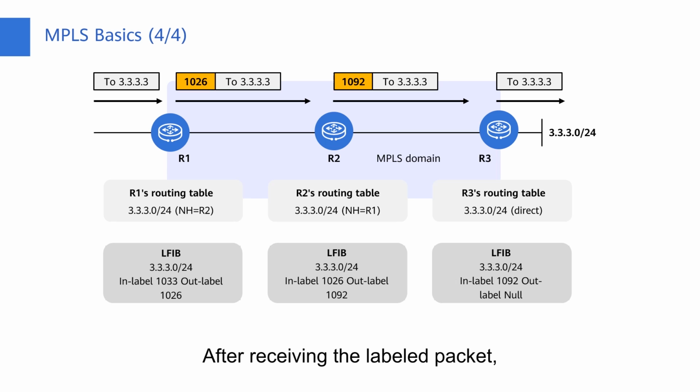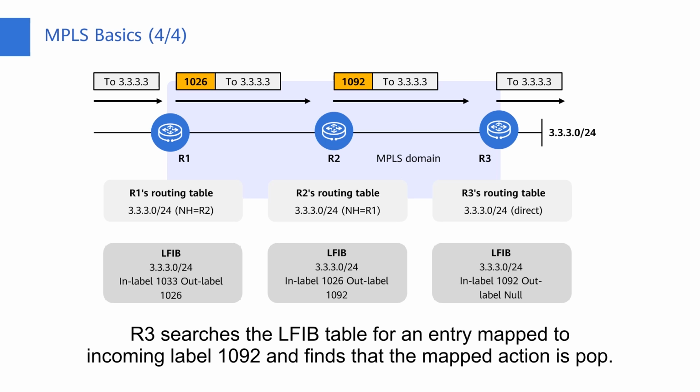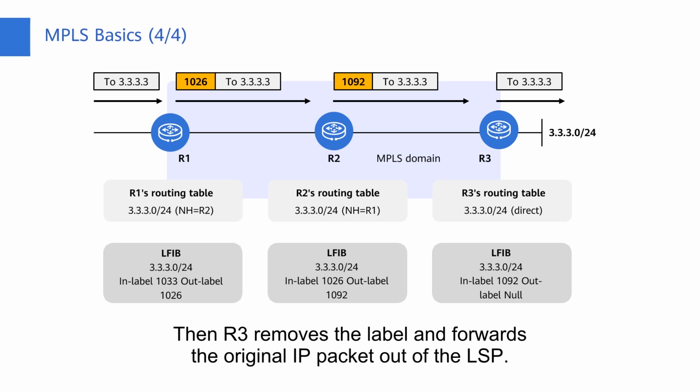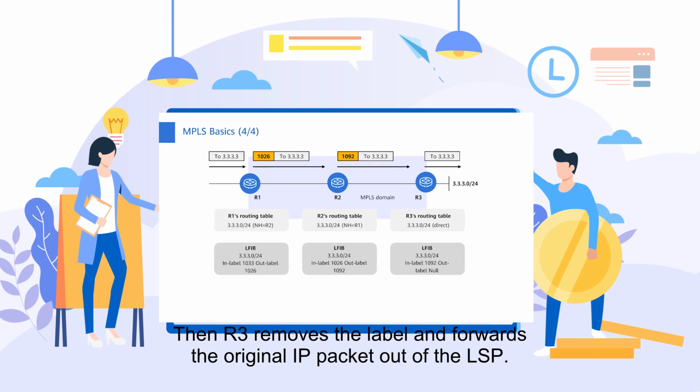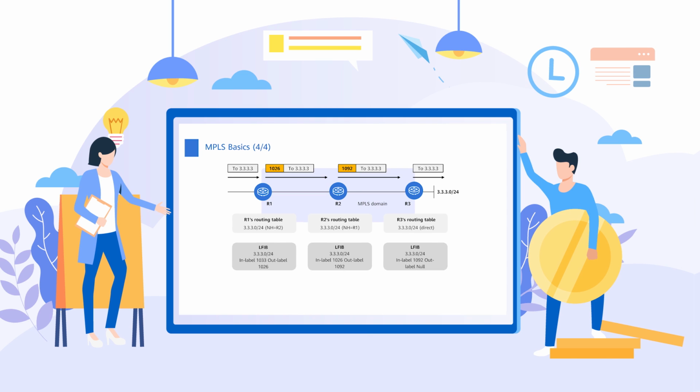After receiving this labeled packet, R3 searches the LFIB table for an entry mapped to incoming label 1092 and finds that the mapped action is POP. Then R3 removes the label and forwards the original IP packet out of the LSP.